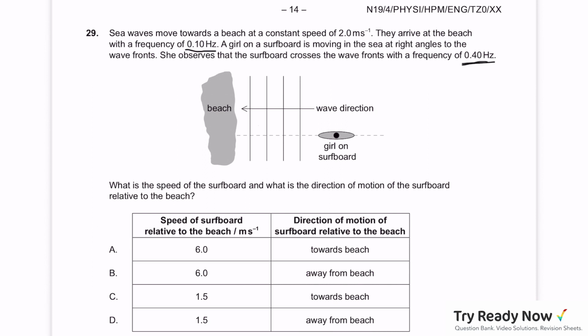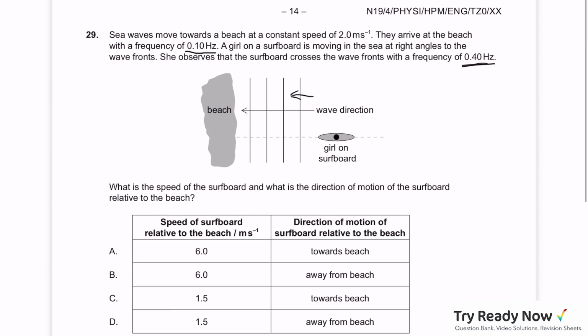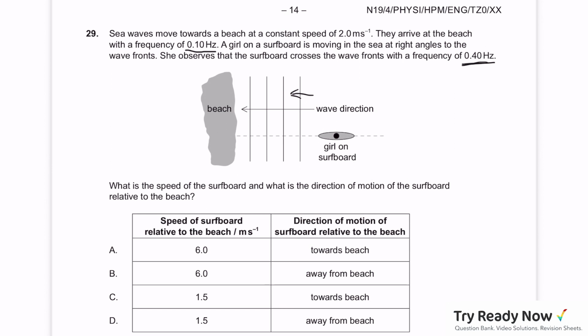So by comparing the frequencies, we know that the waves are moving this way at a frequency of 0.10 hertz, but yet she counts the wavefronts at a higher frequency. This means that she's actually moving against the waves in order to count them at a higher frequency. Therefore, she's actually moving this way, away from the beach. So we can get rid of option A and option C. So we're left with option B and D.